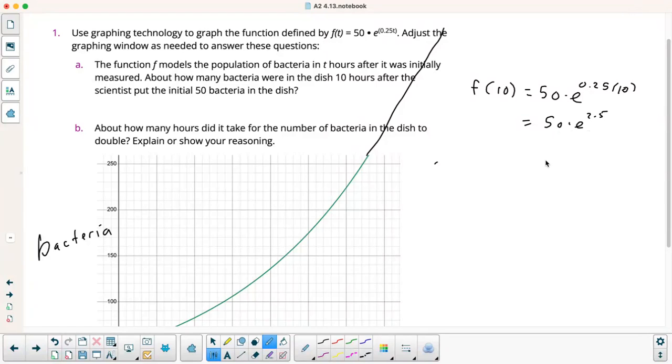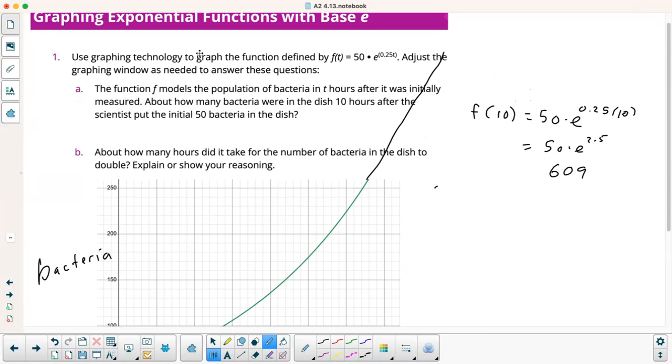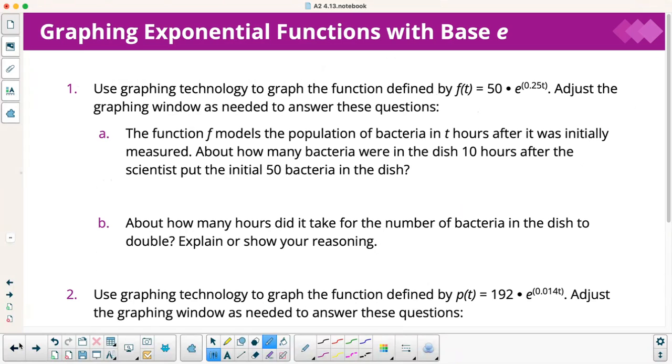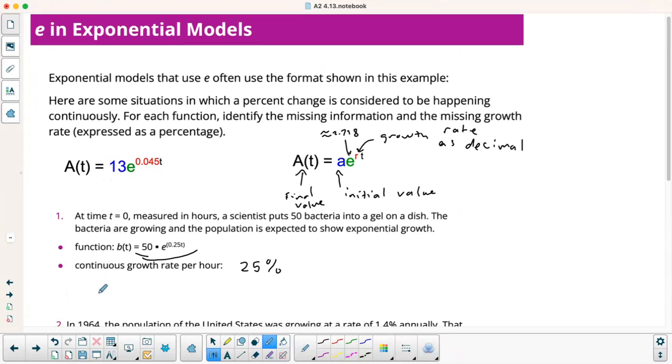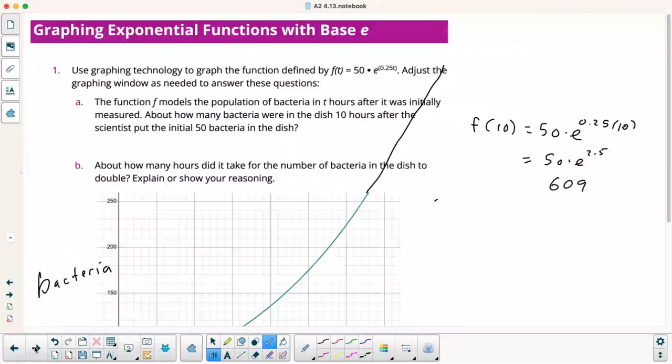50 times e to the 2.5. And that gives me 609. All right, and I think it was in, let me go back. What was that in? It's just 50 bacteria, so it's not in thousands or anything like that. 609 bacteria.